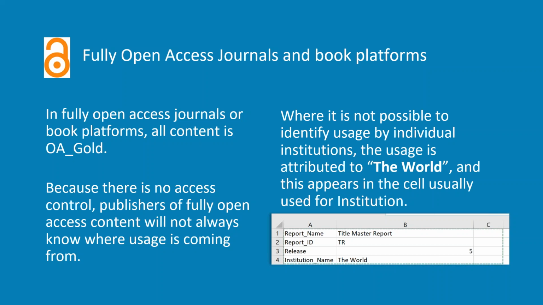And then the other option, and they're not mutually exclusive by any means, for a fully open access publisher is to report the global usage of their content. And in that case, their reports, as you can see here, would be the institution name would be the world, because it would be a global report.